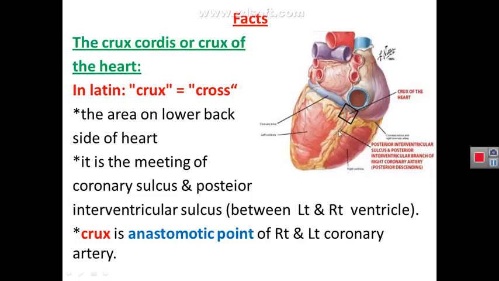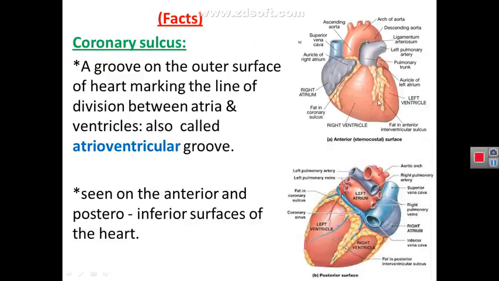There are also grooves or sulci between the right and left ventricles. Here on the inferior aspect of the heart, you can see that this is the left ventricle, while this is the right ventricle, and in between them this region contains a groove, which is called the posterior interventricular sulcus. And also here, this is the left ventricle, while that is the right ventricle, and in between them is the anterior interventricular sulcus.